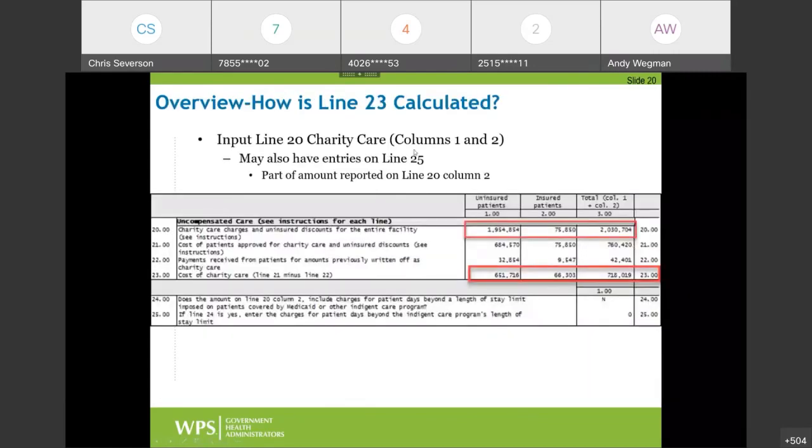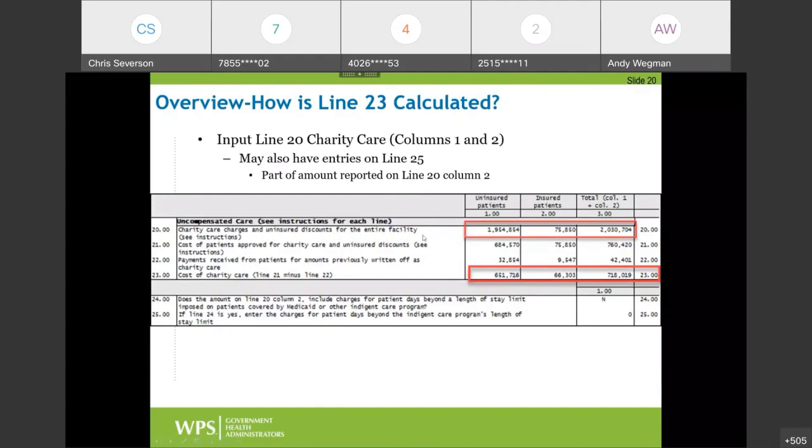So now we're going to start digging into the individual pieces. And then we'll talk about just some important parts of the instructions, but then we're going to spend a lot of time on the template itself, because I know we've covered some of this in the past. Line 20 is charity care and uninsured discount if it's in your policy. Right now it's for the entire facility.